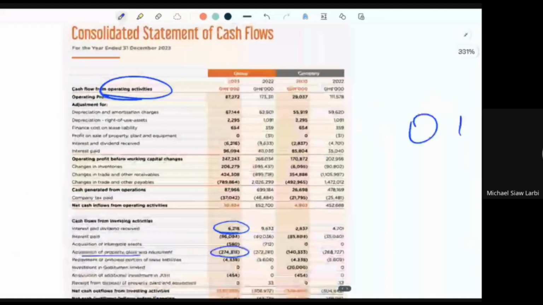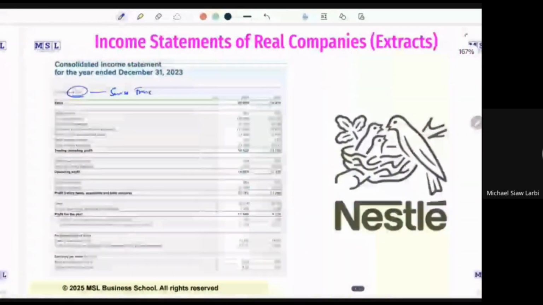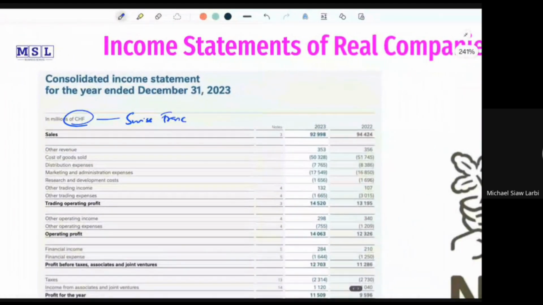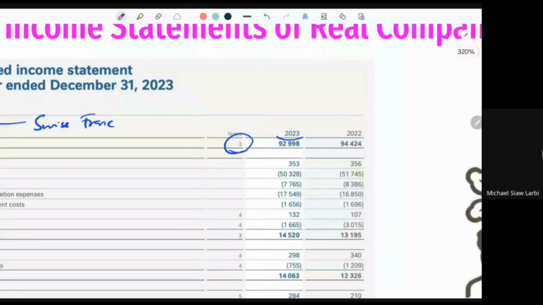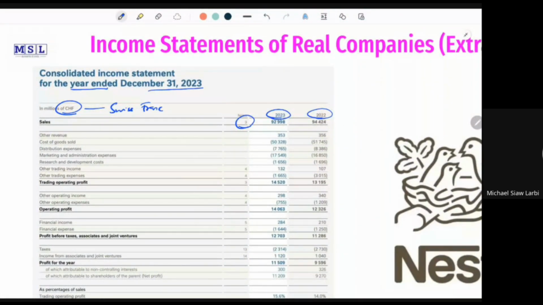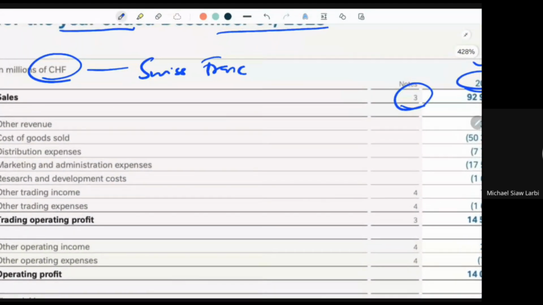GOIL is saying Ghana cedi in thousands of cedis, right? So Nestle is saying, okay, this is in millions of CHF. So look at Nestle. You pick their financial sales. They said check note 3. As usual, we have 23 and 22, and it's for the year ended December 23. So they show you this year and last year. When you zoom in, they are saying, go to note 3 for the sales.